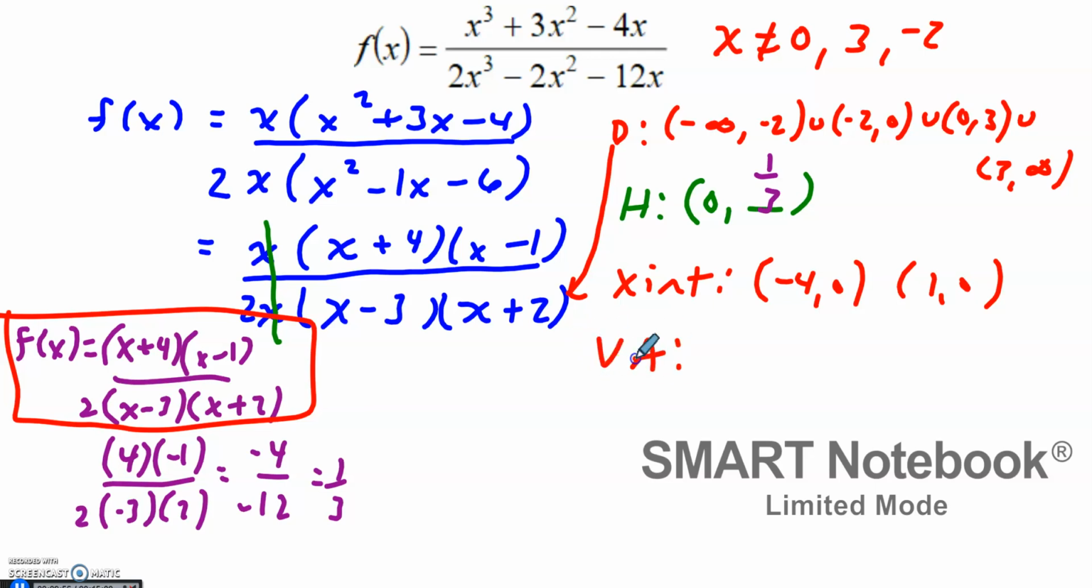And the vertical lines you can't cross is what's left in the denominator, which the 2 has no x, so it doesn't really count towards the vertical asymptote. But the other vertical lines you can't cross would be x equals 3 from this piece and x equals negative 2 from this piece.